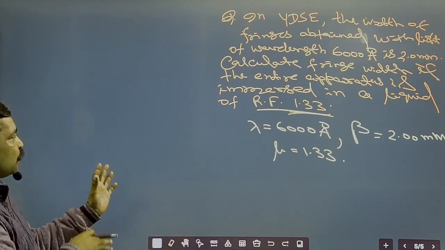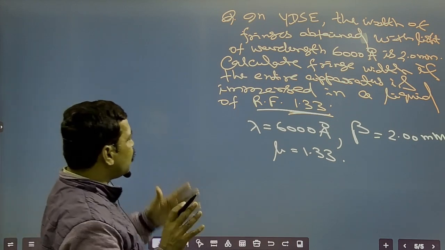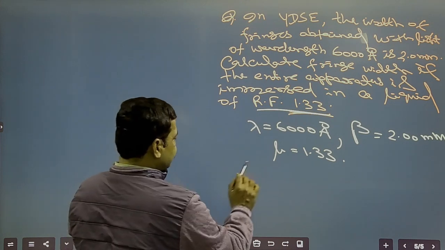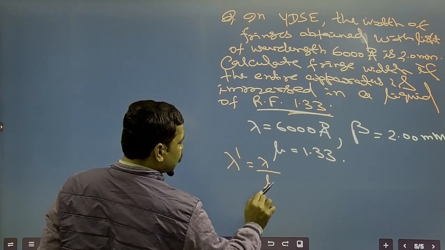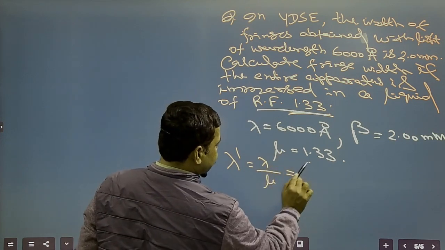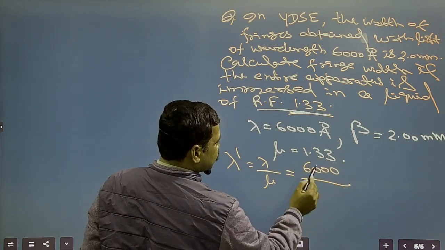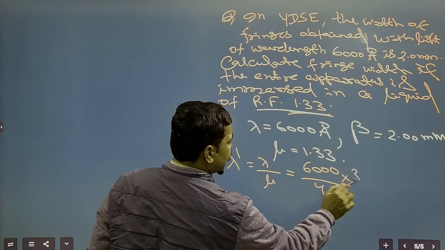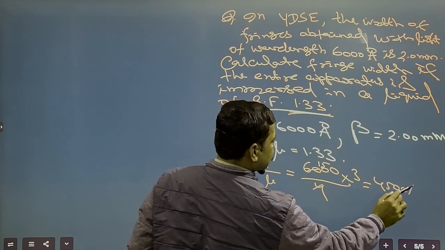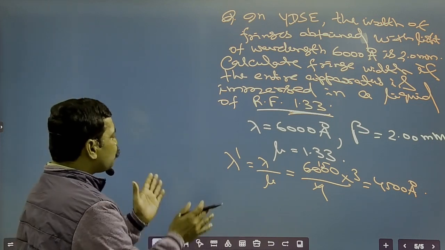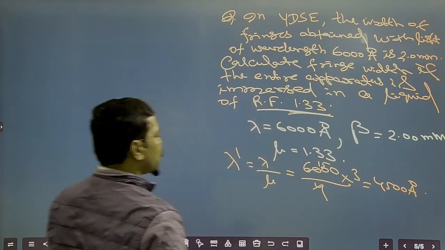As we know, if the total Young's double slit apparatus is immersed in a liquid, then lambda is going to change. So lambda dash will be equal to lambda upon mu. So this is 6000 upon 1.33, which is 4 by 3. So I can write this as 6000 times 3 by 4, so this will be 4500 angstrom. So the new wavelength for the given experiment will be 4500 angstrom.